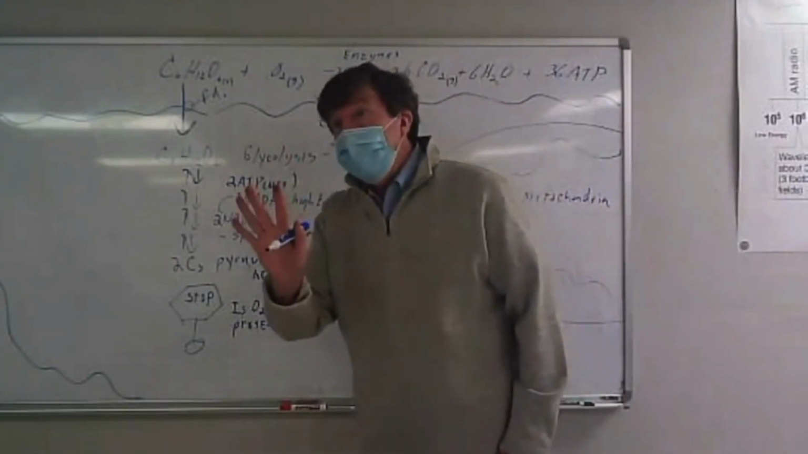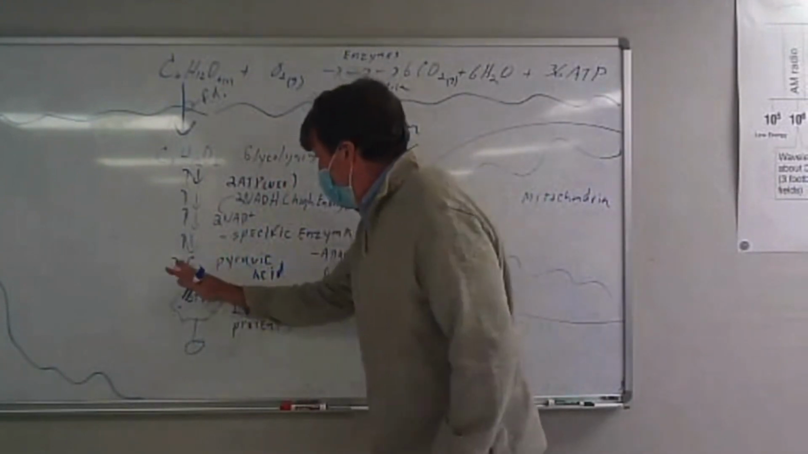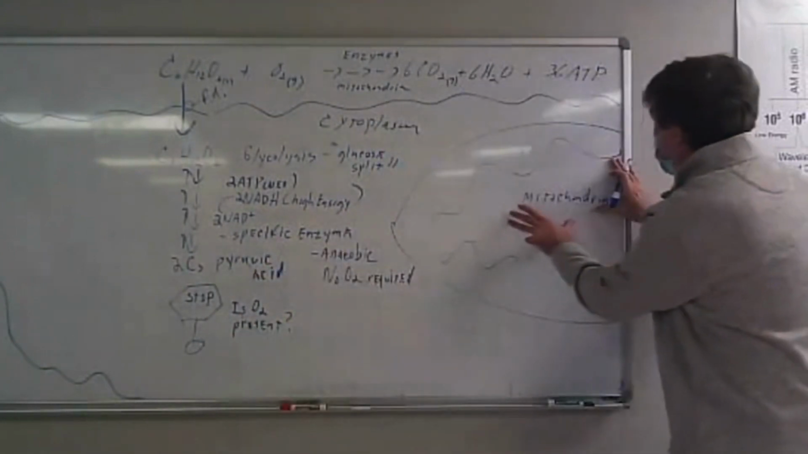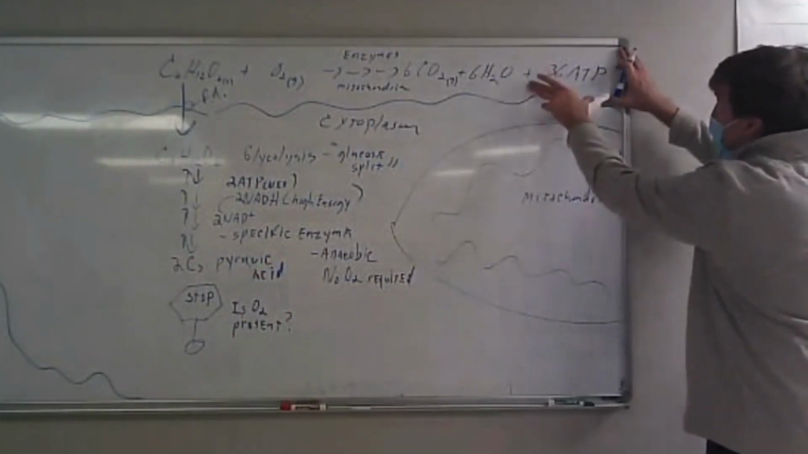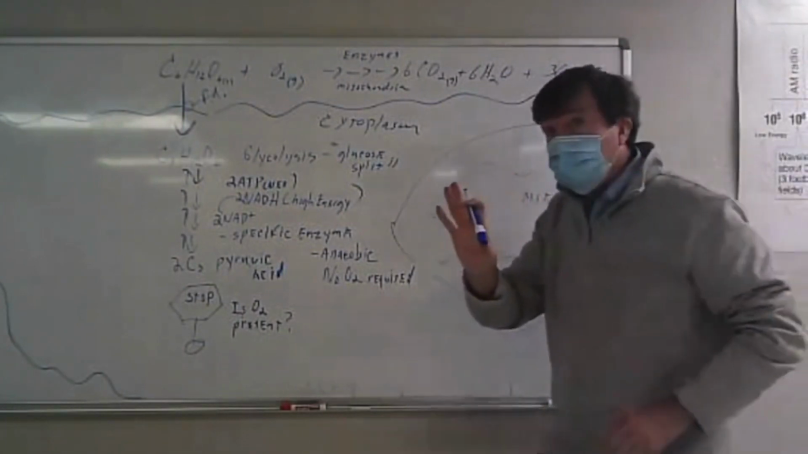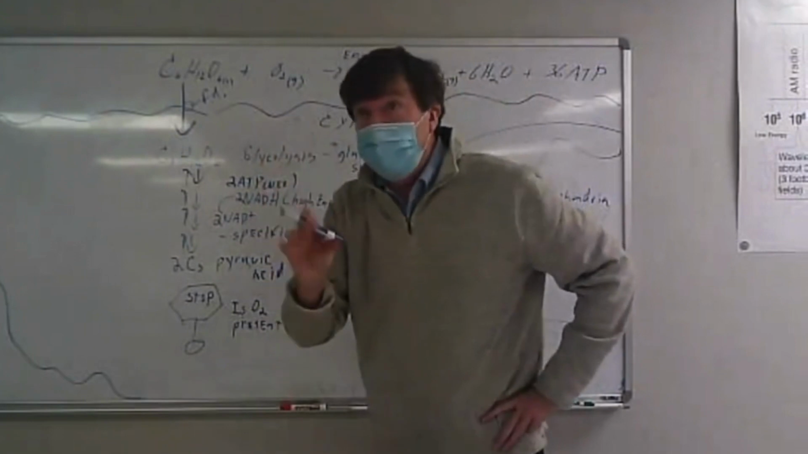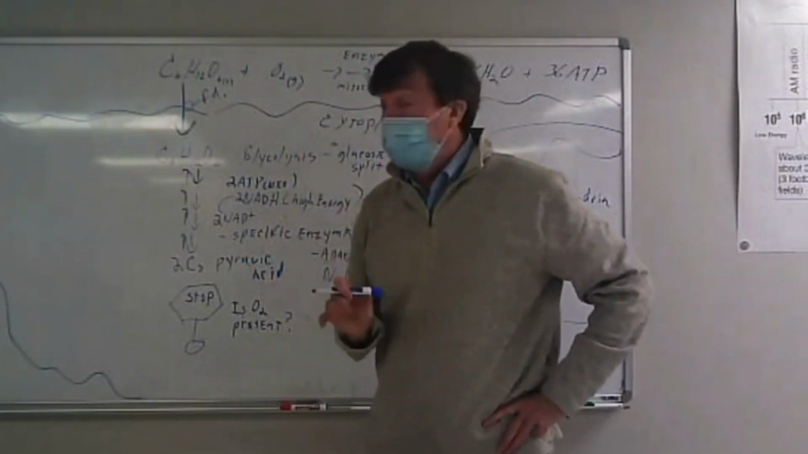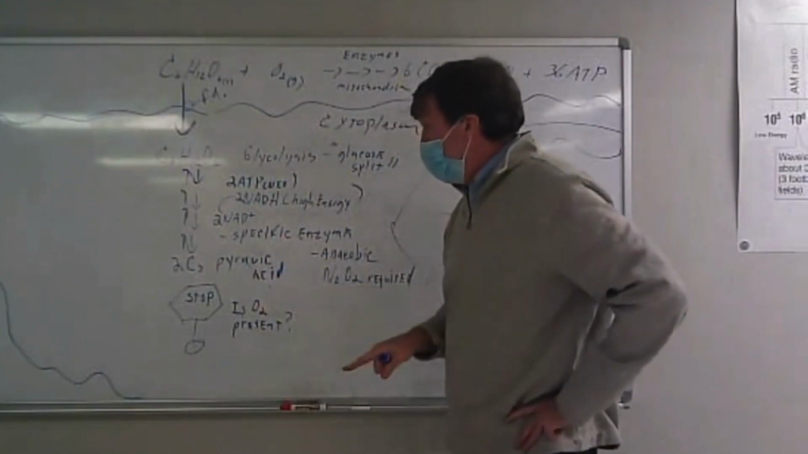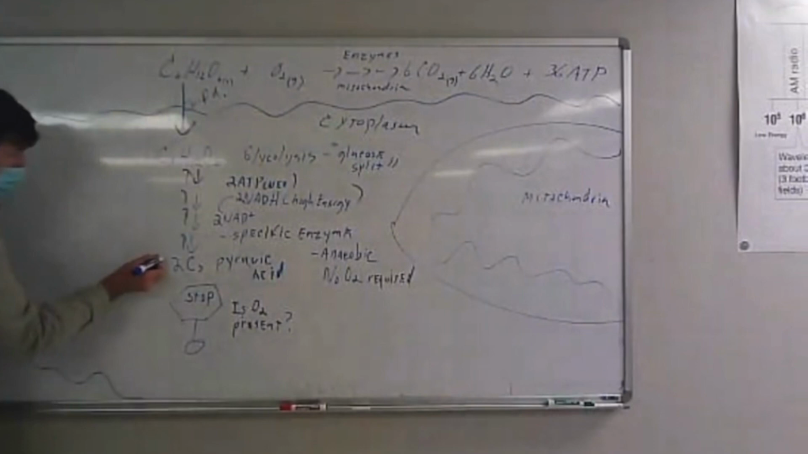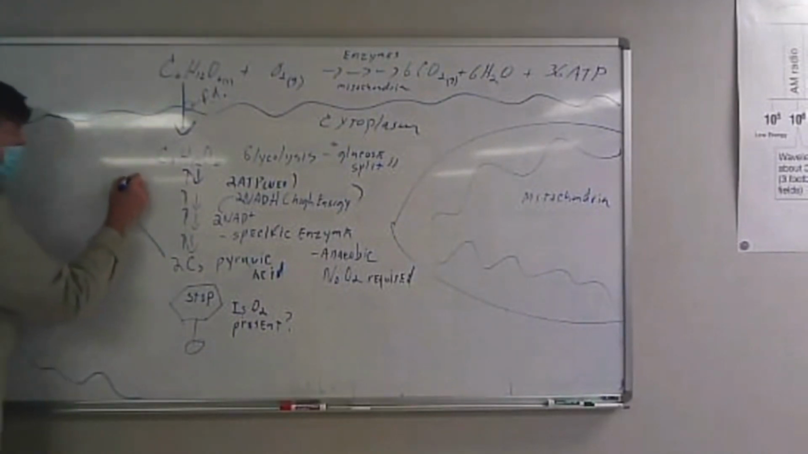Well, if the answer is yes, then this will chemically react and eventually come to the mitochondria and get lots of ATP. This is the powerhouse. But if oxygen is not present, that's what we're talking about now. If there's no oxygen present, what is the fate of pyruvic acid? If the answer is no, no O2.